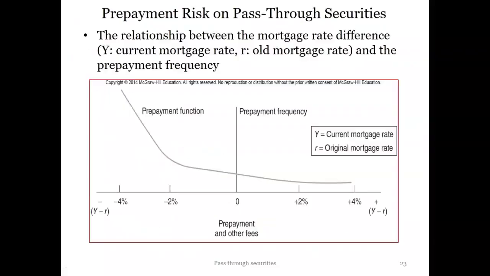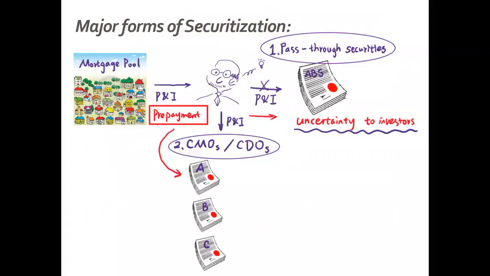So the smart guy says, let's initiate the second form of securitization, the CMO or CDO, collateralized mortgage obligation. If some investors do not like prepayments, well, prepayment is not evil, right? It brings benefits. So some investors may like prepayments, some may not.